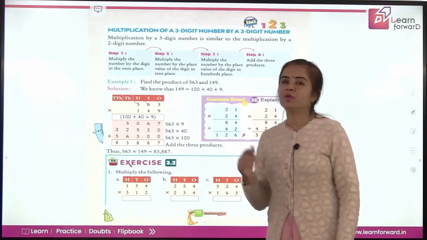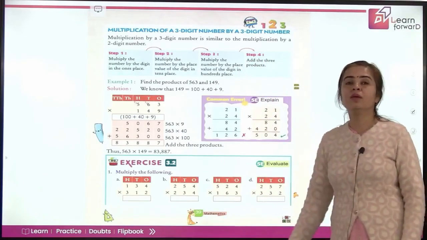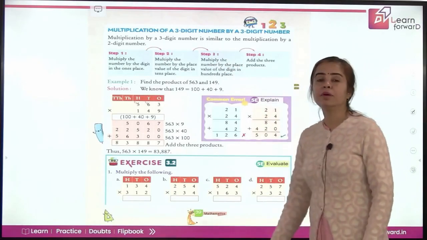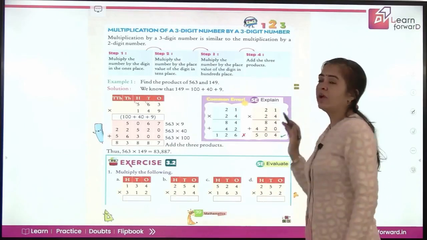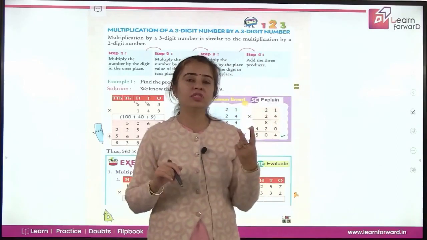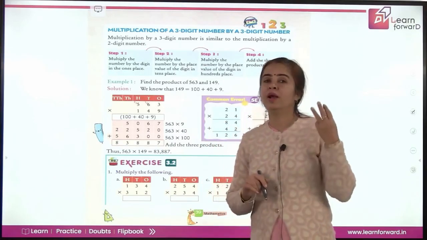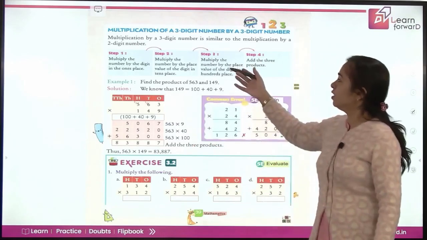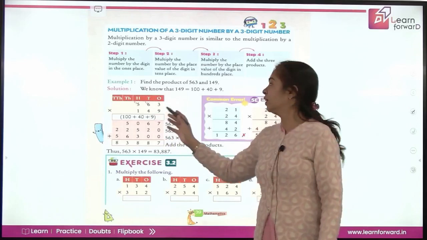Now, going ahead because you are growing, your numbers are growing, we are going to grow in multiplication also, and we'll be doing multiplication of a 3-digit number by a 3-digit number now. As you have already learned multiplication by a 2-digit number, we did in 2 steps. In multiplication of a 3-digit number, we are going to do multiplication in 3 steps. How? Let's learn. So here we have an example, 563 times 149.